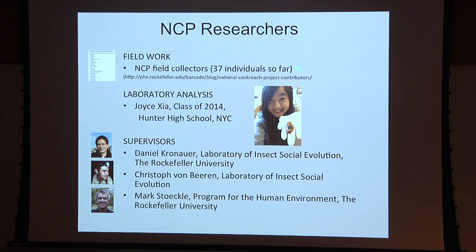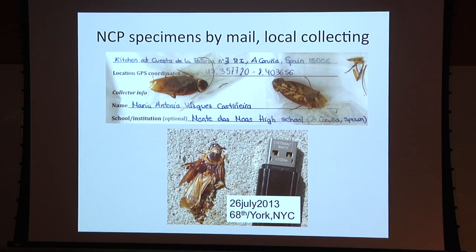This work is being done, first of all, I have to thank all of the people who've collected or mailed in cockroaches to us. Joyce Zias in the Rockefeller Summer Program is doing the laboratory work in Daniel Kronauer's lab with Christoph von Buren, a postdoc. They're taking very nice pictures of the cockroaches and doing the DNA barcoding of these. So here are some specimens. These are some sent by high school students from Spain. I don't know how they found out about it, but we did put this out on the internet.